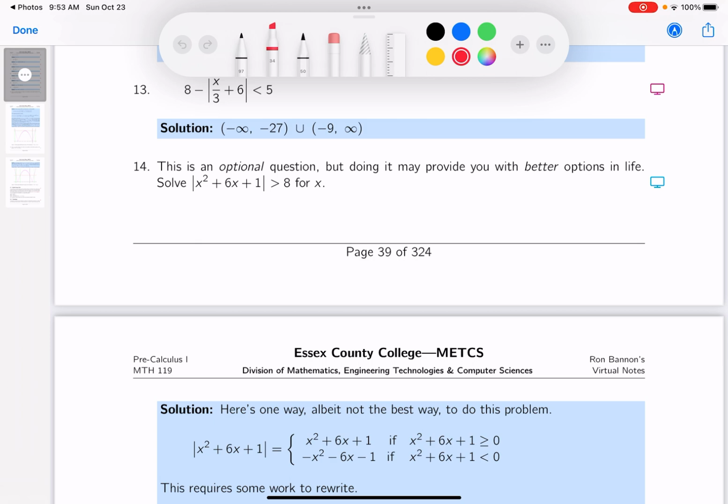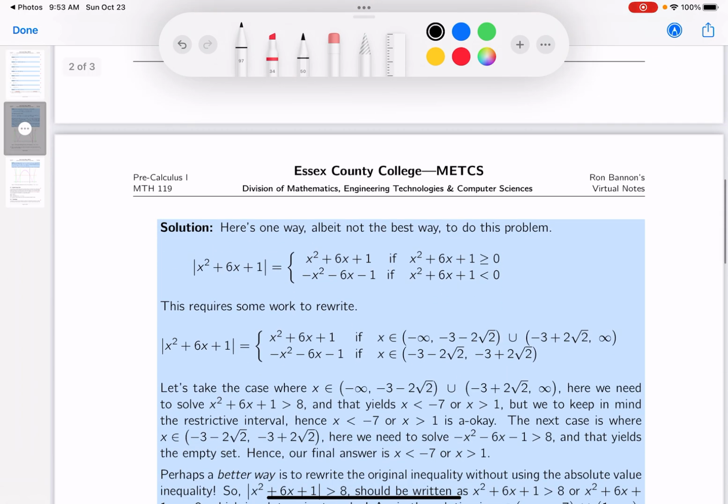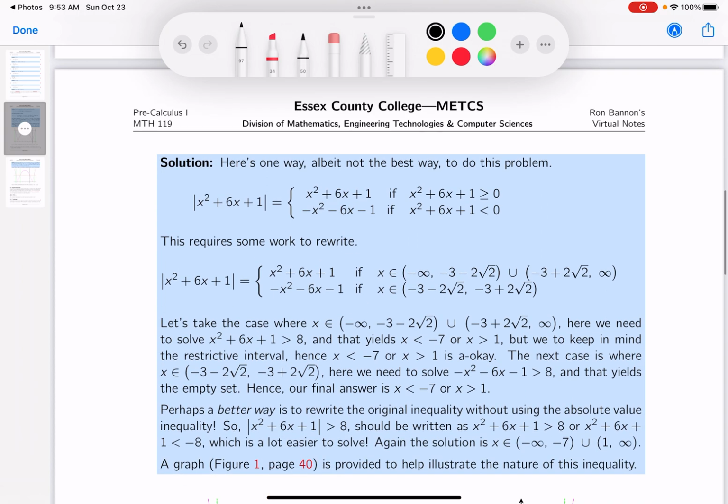Okay, optional question. Again, by taking this option, you'll get better options in life. So I'm kind of looking at it. What I would attack the problem, certainly you can look at the key, and one way students might do it is try to remove the absolute value symbol by rewriting, and it's a lot of work. I want to put the work over here.